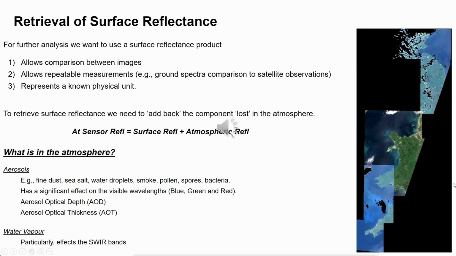For further analysis, we want to use a surface reflectance product in order to allow comparison between images, allow repeatable measurements, and represent unknown physical units. For this reason, to retrieve surface reflectance, we need to add back the component lost in the atmosphere.